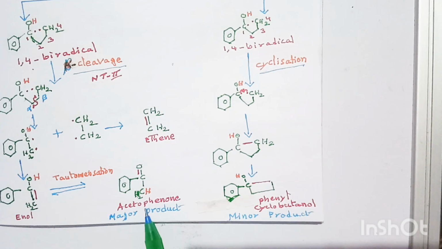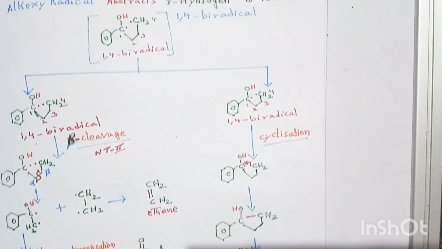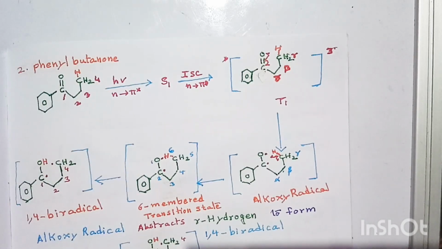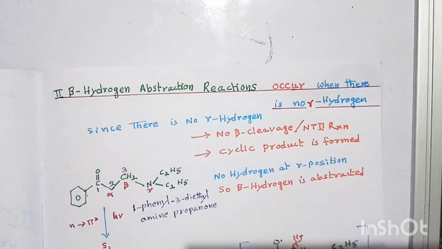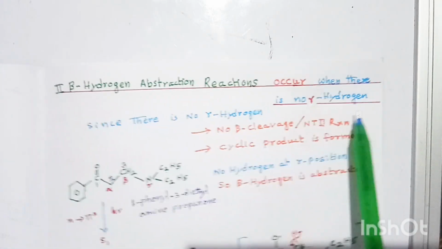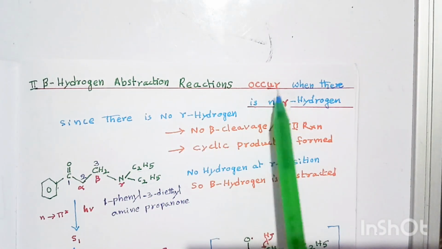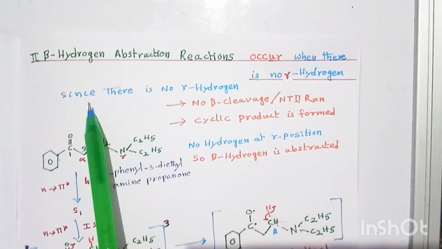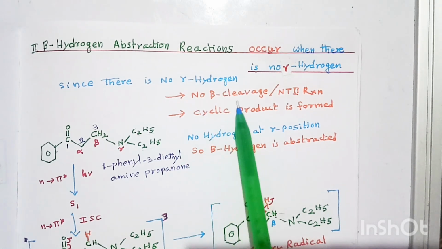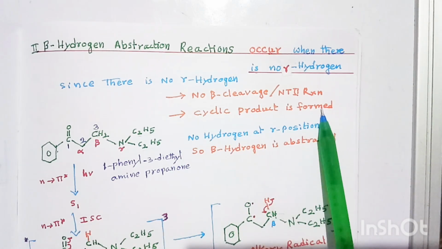So these two reactions are about abstraction of the gamma hydrogen atom. Now what happens when there is no gamma hydrogen atom? If there is no gamma hydrogen atom present in the compound, beta hydrogen abstraction reactions occur in the carbonyl compounds. Since no gamma hydrogen atom is present, there is no beta cleavage or Norrish type 2 reaction. Only a cyclic product is formed.